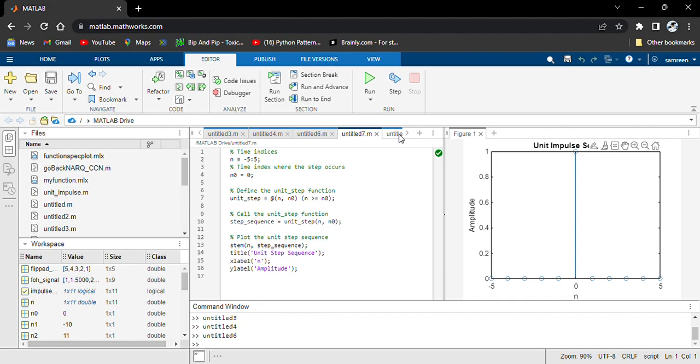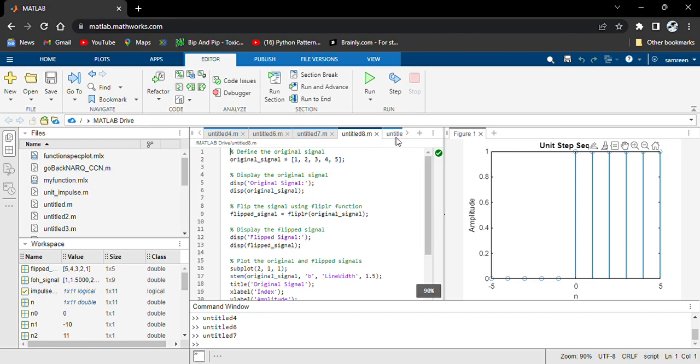Next is the unit step function for the same example. This example shows that the function will give an output at n equals 0 and for n greater than 0. So we can run this function. It clearly shows in the graph that we get output only for those values which are greater than or equal to 0, otherwise it will be 0.